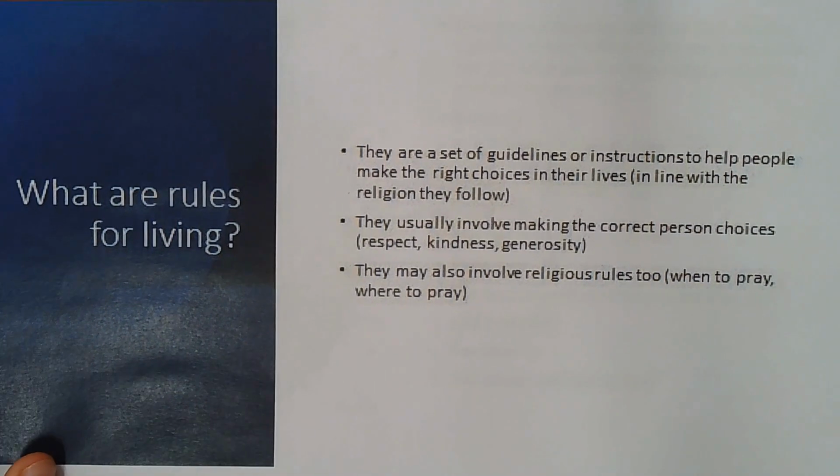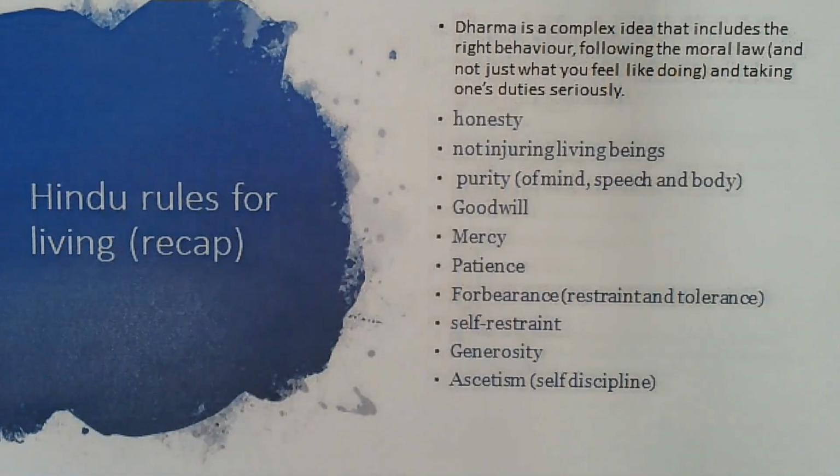Okay, so let's do a quick recap now, looking at the Hindu rules for living. Dharma was the Hindu rule for living, which was a complex idea, which means complicated, that includes the right behaviour, following moral law, and not just what you feel like doing, as well as taking one's duties seriously. So we discovered that the Hindu rules for living was a complex idea based around dharma, or truth, that included doing what was right, not just what you felt like doing, and then taking these duties very responsibly.